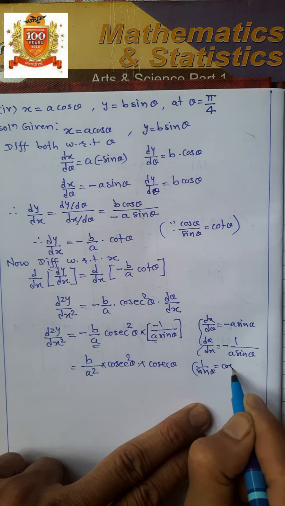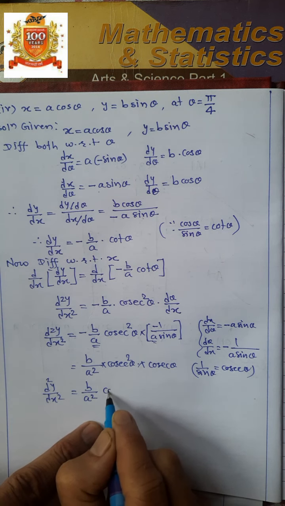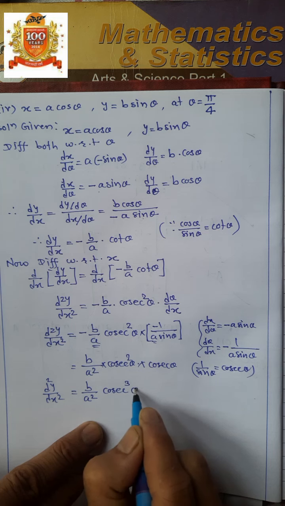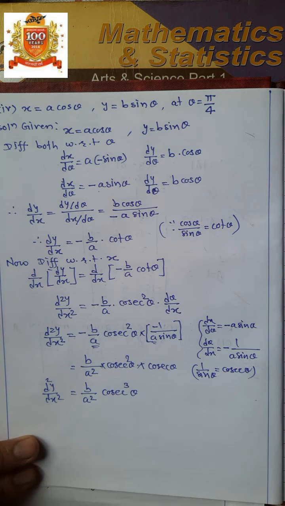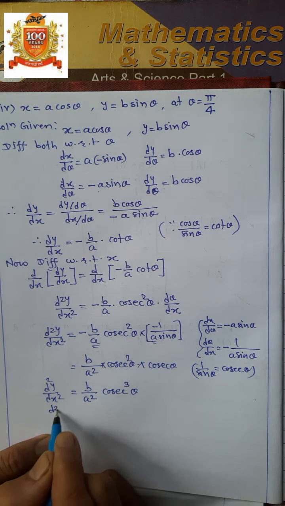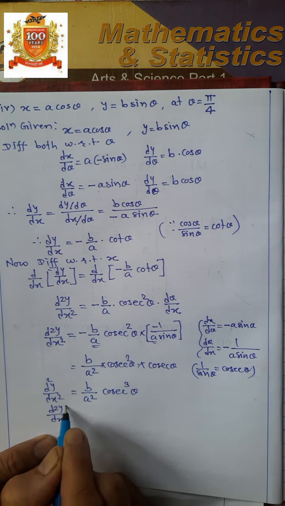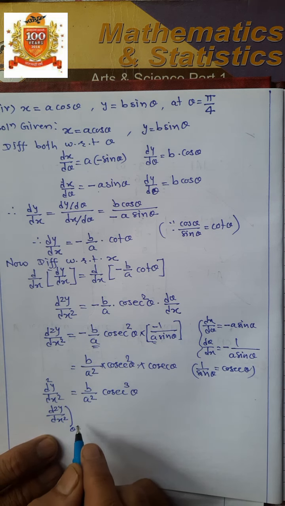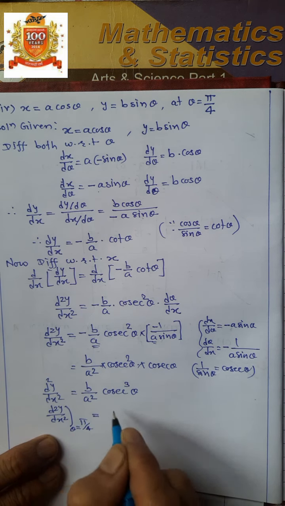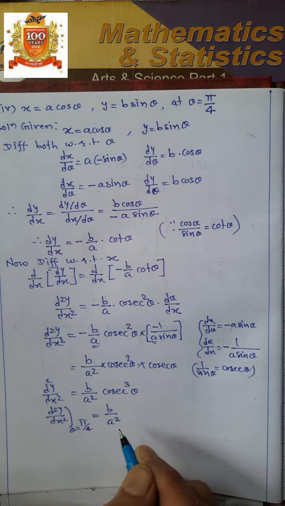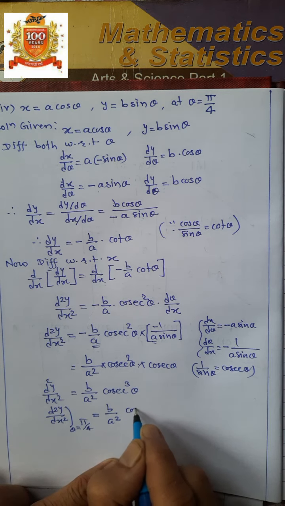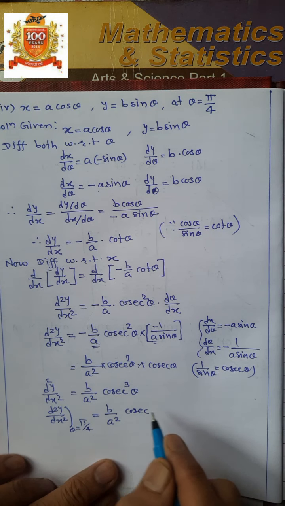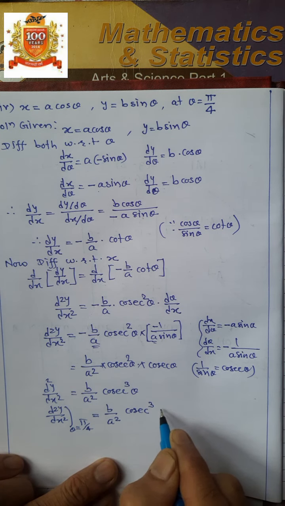That is equal to d2y by dx square is equal to b upon a square cosec cube theta. Now d2y by dx square at theta is equal to pi by 4 is equal to b upon a square cosec cube theta, theta is pi by 4.